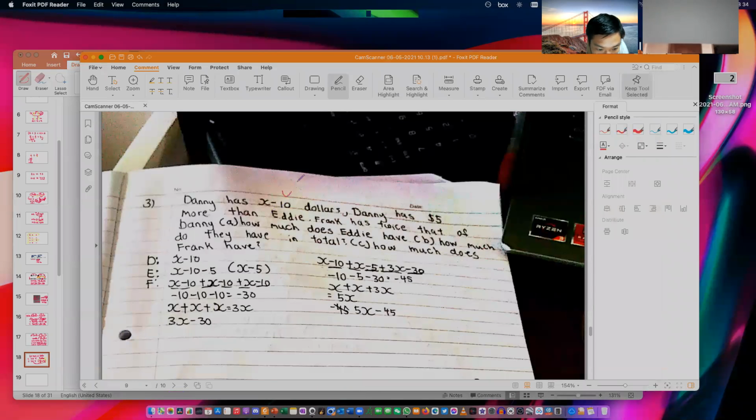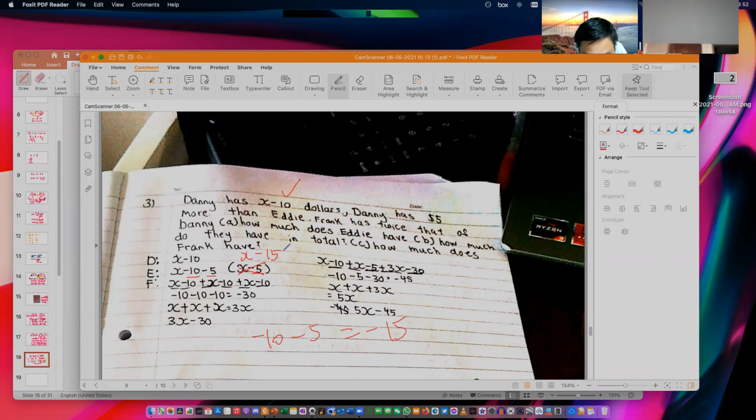So once again here, x minus 10. So what is it? Has 5 more than. Minus 10 minus 5 is minus 5. Minus 10 minus 5, if you punch your calculator, is minus 15. So the answer here should be x minus 15.